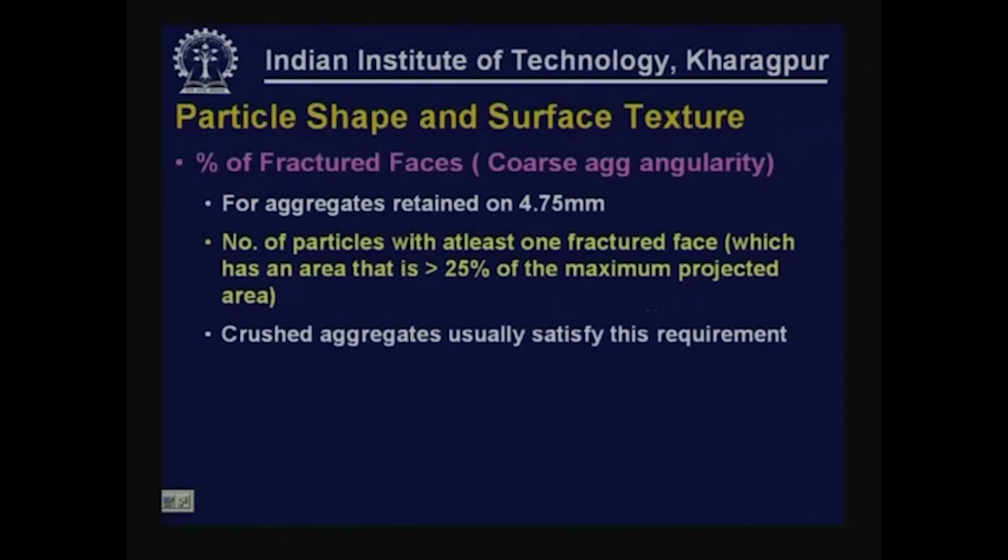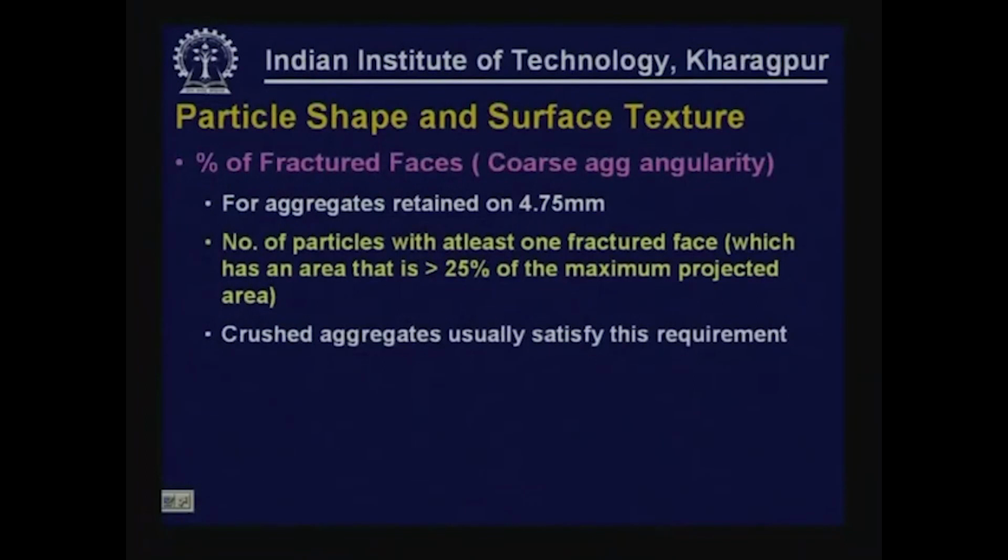Another index that we use for representing particle shape and surface texture is percentage of fractured faces, which is also called coarse aggregate angularity. This is normally used for coarse aggregates retained on 4.75 millimeters. This is nothing but the number of particles with at least one fractured face, a fractured face being identified as a face having an area at least more than 25% of the maximum projected area.